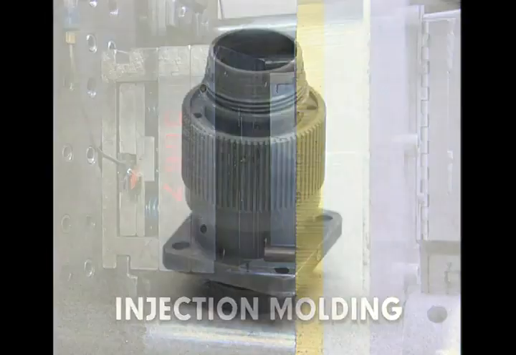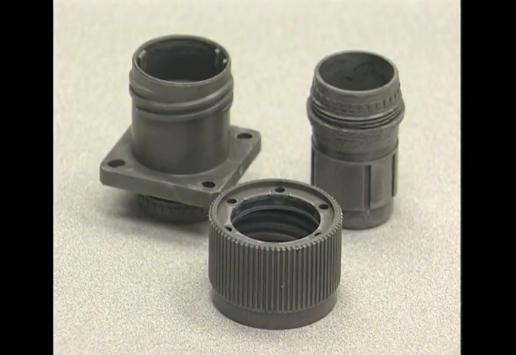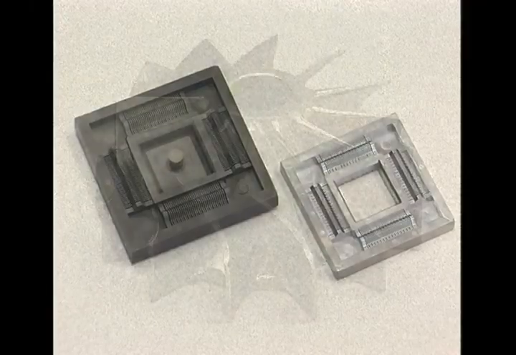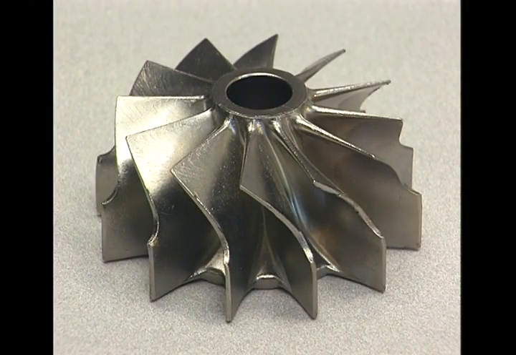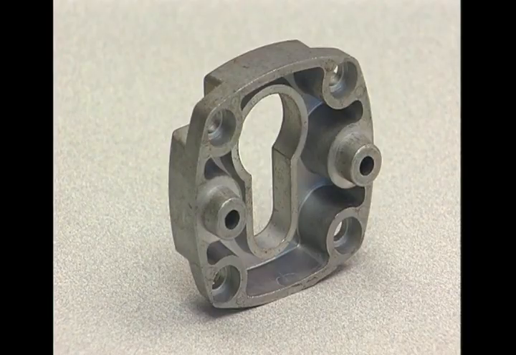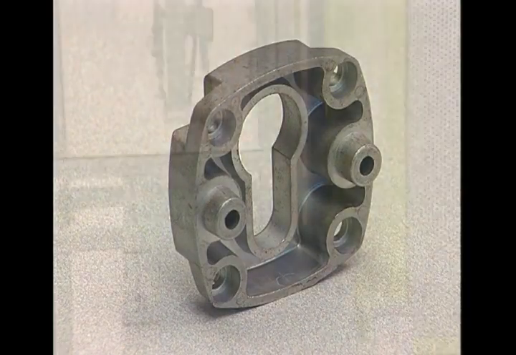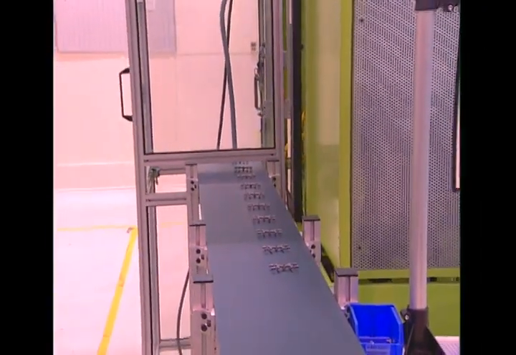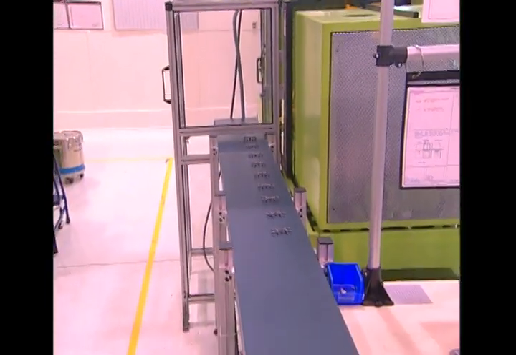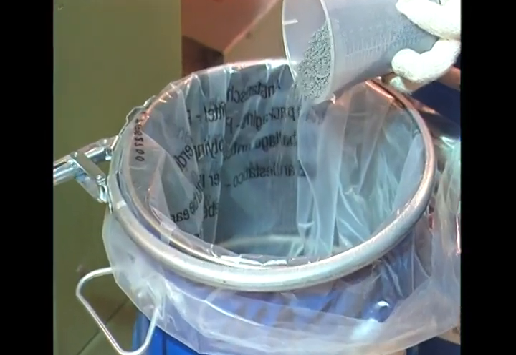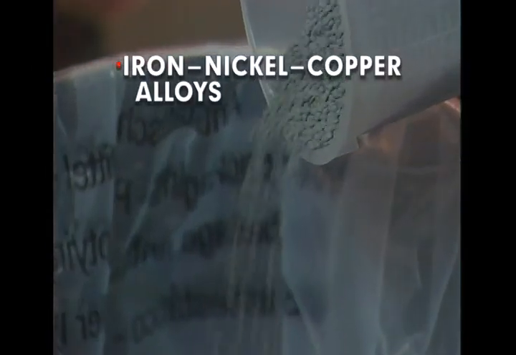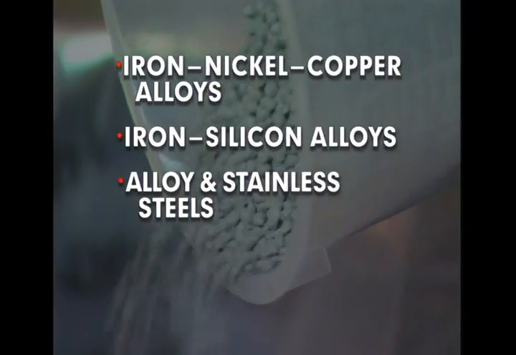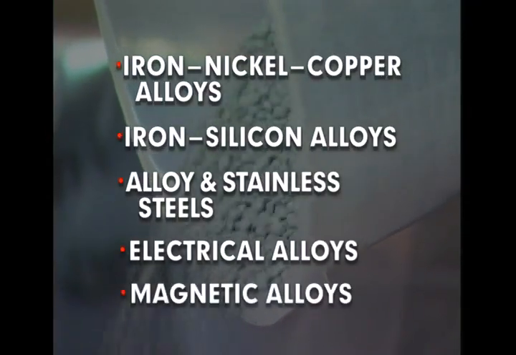Injection molding of metal powder is used to produce very complex and intricate parts. Holes in almost any direction, undercuts, threads, and other details can be molded, markedly reducing or eliminating the need for subsequent machining. Parts produced by injection molding typically are small, but their density is high, usually 95% or greater. Common metals used for injection molding include iron-nickel-copper alloys, iron-silicon alloys, some alloy and stainless steels, and special electrical and magnetic alloys.